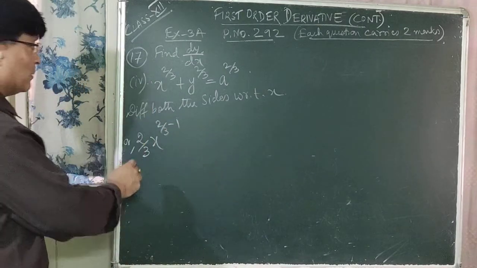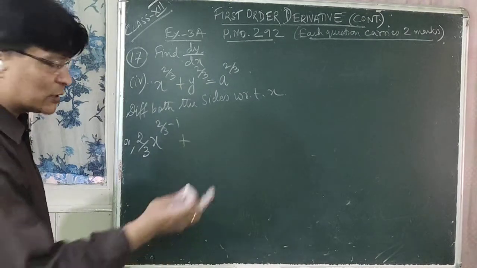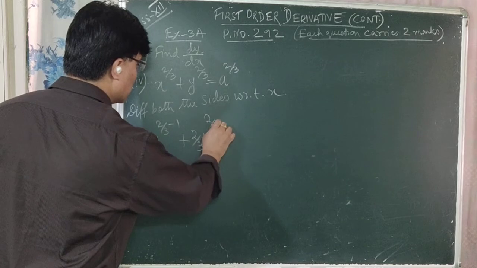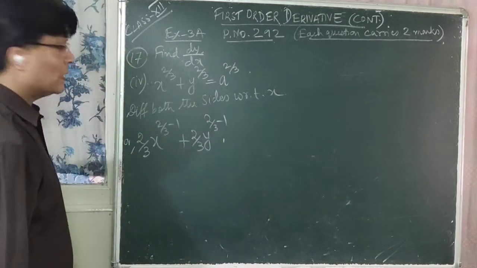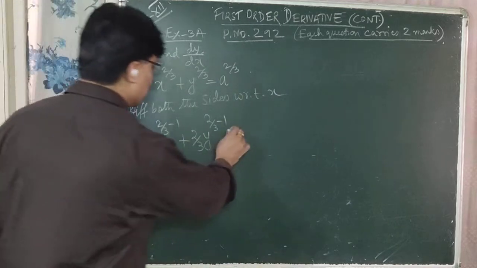n x to the power n minus 1. Similarly, plus, what is the differentiation of y to the power 2/3 with respect to x? It is 2/3 y to the power 2/3 minus 1, but you have to differentiate y with respect to x because we are differentiating both the sides with respect to x.